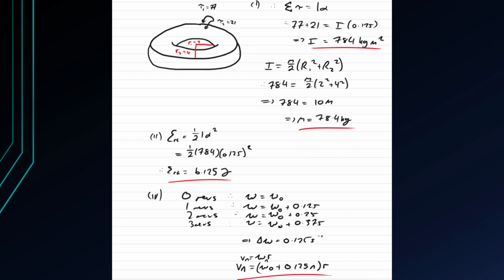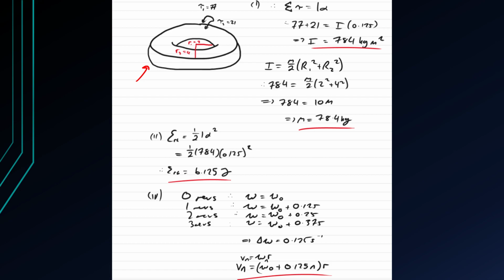Next up, we're given the moment of inertia for an annular disk, which this is an annular disk here, is m over 2, or half m, times the sum of the squares of the inner and outer radii. So it doesn't matter which one you pick, because addition is commutative. So you get 78.4 is m over 2 times 2 squared plus 4 squared, and that gets you m equals 78.4 kilograms.